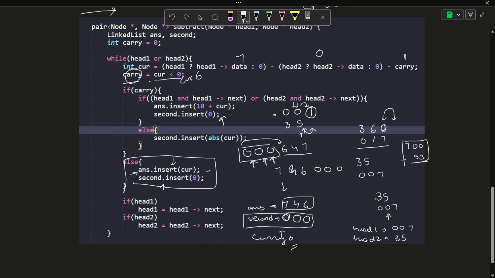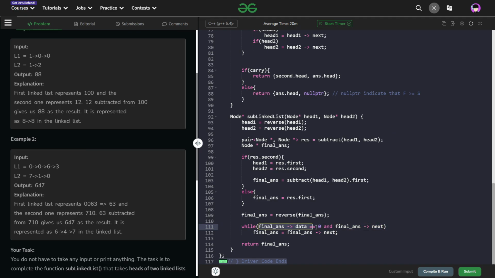Now there is again a possibility when all of them are 0. If all of them are 0, all of the zeros will be removed, right? I don't want that. I need at least one 0 to remain. That is why I use two conditions here. While final answer data is equal to 0 and final answer has a next value, that means this is not the last node of the linked list. Only then I move on to the next value, and then I just return this final answer, right?